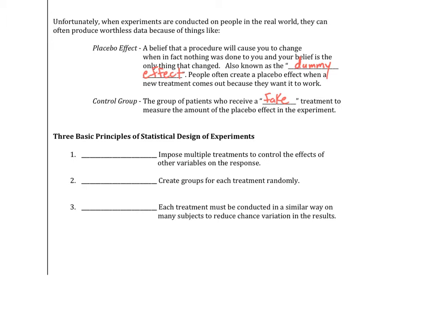And there are 3 basic principles. There is control. You impose multiple treatments to control the effects of other variables in the treatment and the response. So you want to make sure that you're focusing just on what you want to and there's not other things affecting it. It's kind of like if you want to try to see what makes a tree grow faster, you want to make sure that there's not other things affecting the tree's growth, just what you're giving it. Okay, there's randomization.